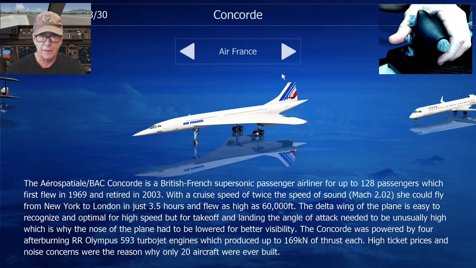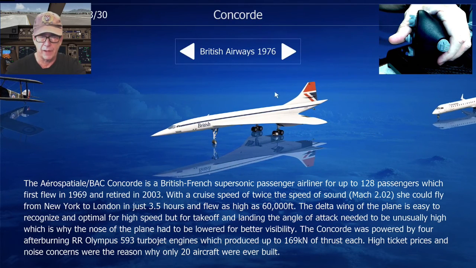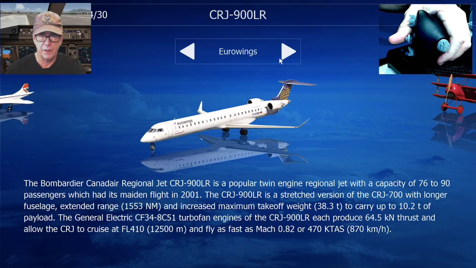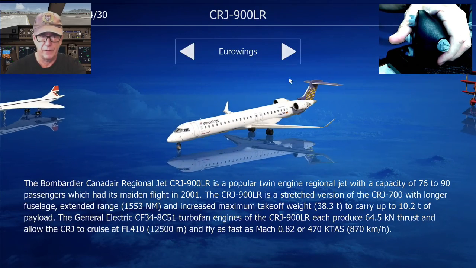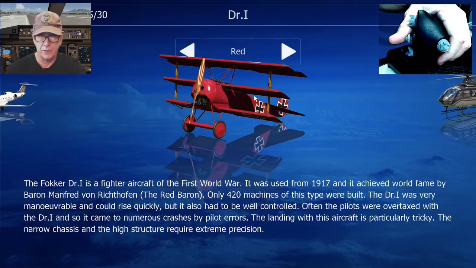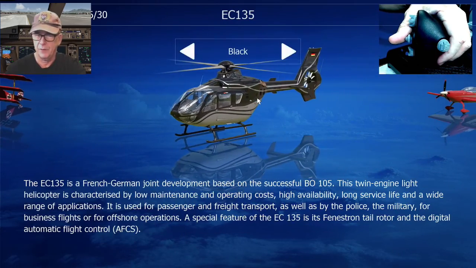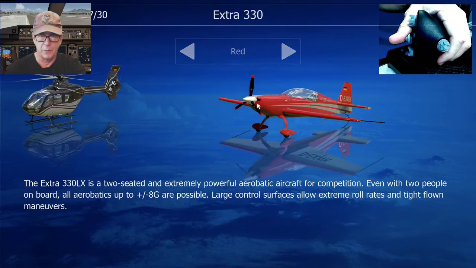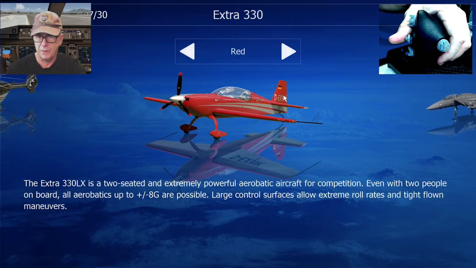Air France, and the liveries change. So if I flip this, I can get the British Airways livery, and I can change liveries for any of these aircraft. So that's the CRJ from Bombardier, beautiful aircraft. And then if you want to do the old Snoopy, that's not the Sopwith Camel, maybe. So EC, it's Eurocopter 135, and then for some stunt flying, the Extra 330.